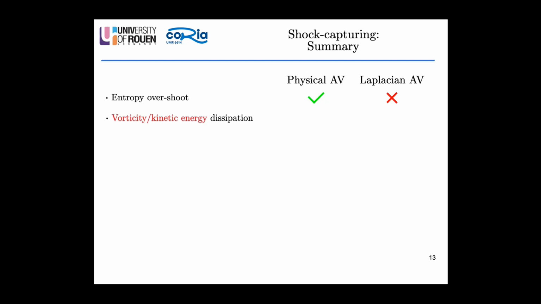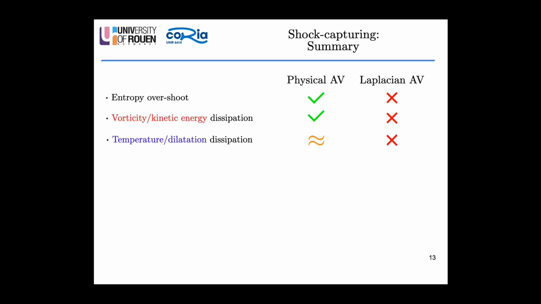So in this first part of the presentation, we essentially compare two different types of artificial viscosities: the physical artificial viscosity based on a bulk viscosity, and a Laplacian artificial viscosity. In terms of entropy overshoot, the physical artificial viscosity was preserving this property of Euler's equations, whereas the Laplacian was not able to do that. In terms of vorticity and kinetic energy dissipation, the physical artificial viscosity was way less dissipative than the Laplacian model. Whereas in terms of temperature and dilatation dissipation, both models were quite dissipative, but still the physical model was way less dissipative than the Laplacian.